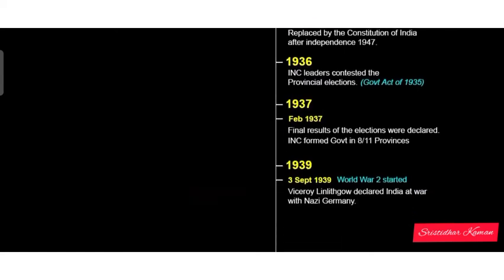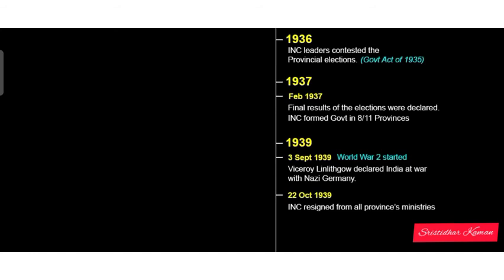On 22nd October 1939, all Congress ministries were called upon to tender their resignation. Both Viceroy Linlithgow and Muhammad Ali Jinnah were pleased with the resignations. The day when all the Congress ministries in the provinces resigned, the Muslim League were very pleased with it. They even observed December 23, 1939 as the Deliverance Day.